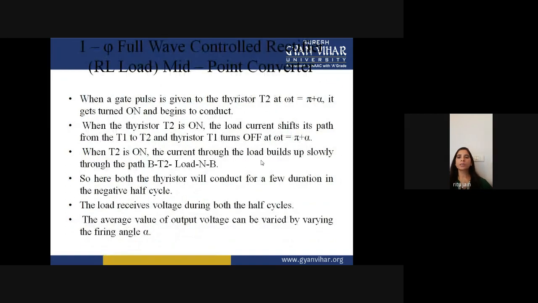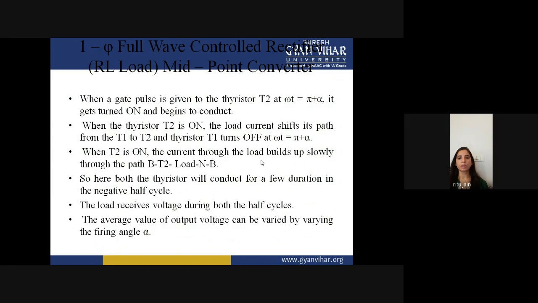So when a gate pulse is given to the thyristor T2 at omega t is equal to pi plus alpha, then this thyristor will start to conduct and it will get turned on. And when the thyristor T2 is turned on, the load current shifts its path from T1 to T2. Okay, and T1 gets turned off at pi plus alpha.